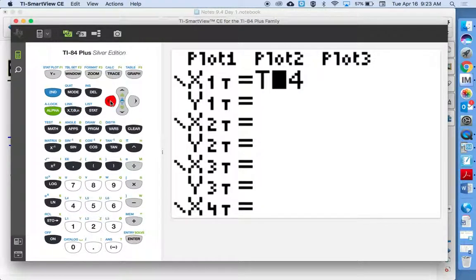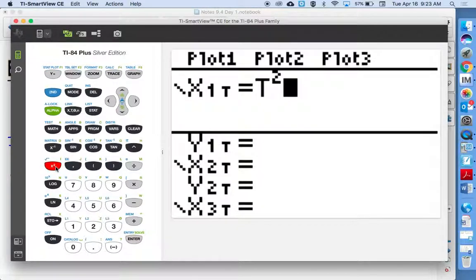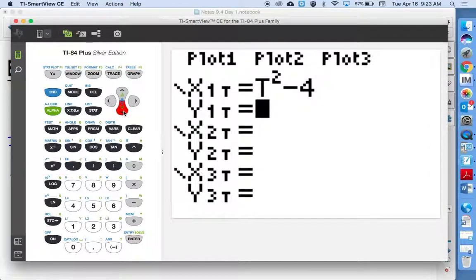Was it t squared? Yes. Yes, thanks. T squared, and then minus 4. And then the second one I think was t over 2. Yes. All right. So before you hit graph, we're going to keep changing it.